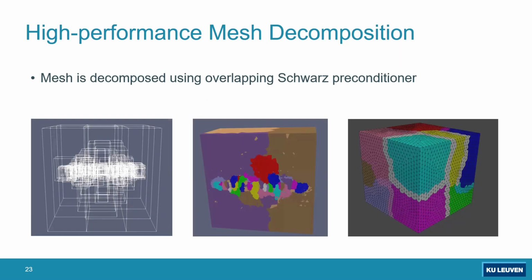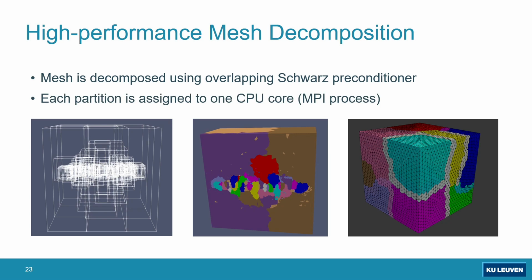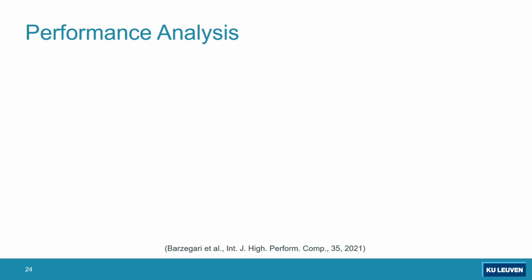So for the domain decomposition, as I said, it was decomposed using overlapping techniques, overlapping Schwarz preconditioners. So the mesh is overlapped, and each partition is assigned to one MPI process. And for performance analysis, we had some deep performance analysis from different aspects of the work, and they're published in the International Journal of High Performance Computing.